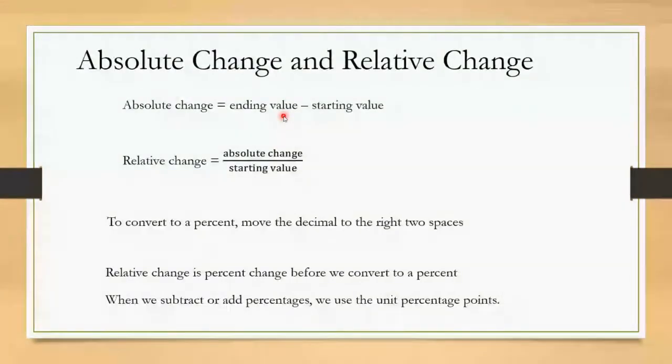So basically, if you have a quantity that changes value, there's this notion of absolute change and there's relative change. The absolute change, that's the ending value minus the starting value. Again, that's just the definition, okay? That's just the ending value minus the starting value. And the relative change, by definition, it's the absolute change divided by the starting value. That's what it is, again, by definition.